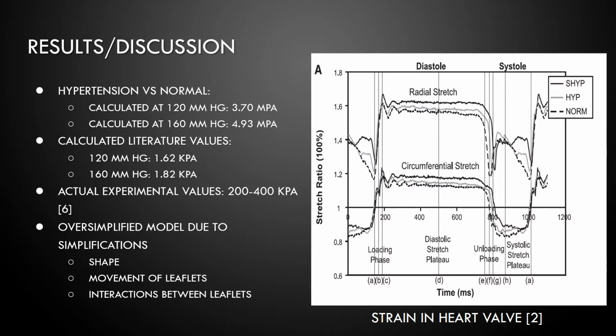The actual experimental values found from the literature were in the range of 200 to 400 kilopascals, however. And these differences in values can be attributed to the oversimplification of our model. We assumed our shape to be a flat disk with uniform thickness, but in reality it is more of a bulging disk with varying thicknesses. In our model, we also simplified it to a simple bending problem, such as one we've done in class, but that is much too simple of a movement. Lastly, we assume that each leaflet acts independently, but in reality they touch each other and interact as one.